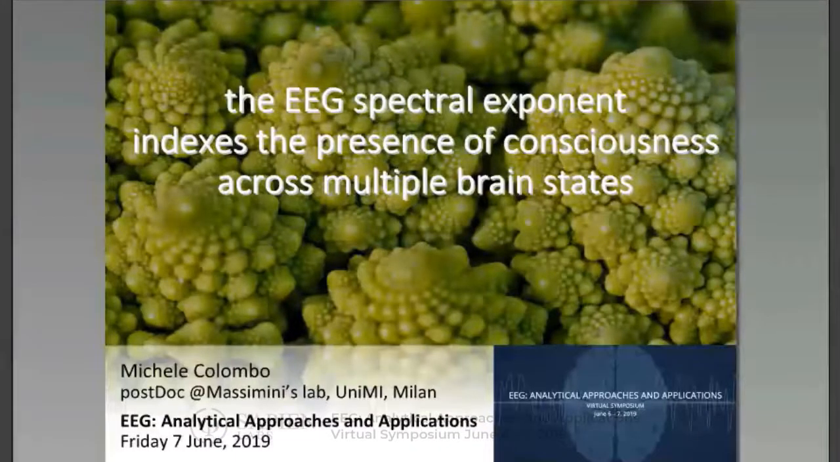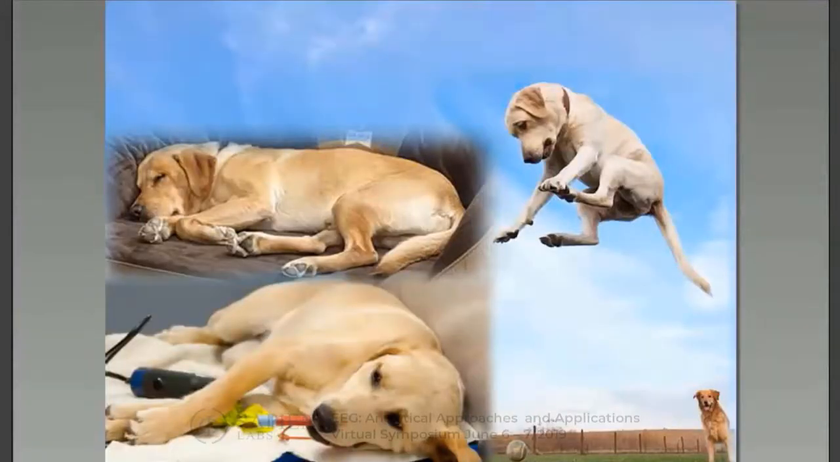My talk is going to be about how we can use the spectral exponent of the resting state EEG in order to index the presence of consciousness across multiple brain states. I want to begin with a little provocative thought.